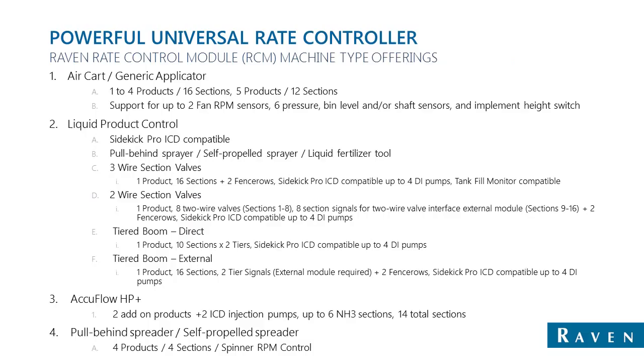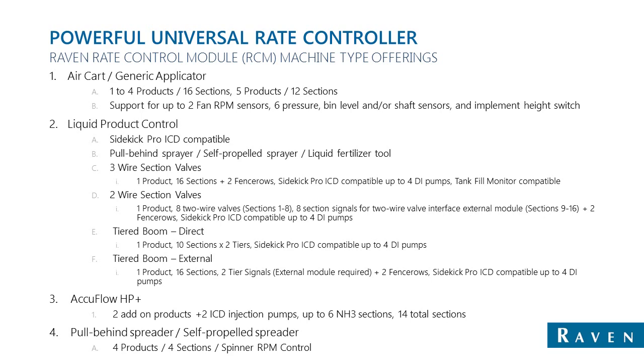So what do we offer with the Raven Rate Control Module? We basically have 4 different types of application offerings. The first is our air cart generic applicator, which you can see is 1 to 4 products, up to 16 sections, or 5 products, up to 12 sections.